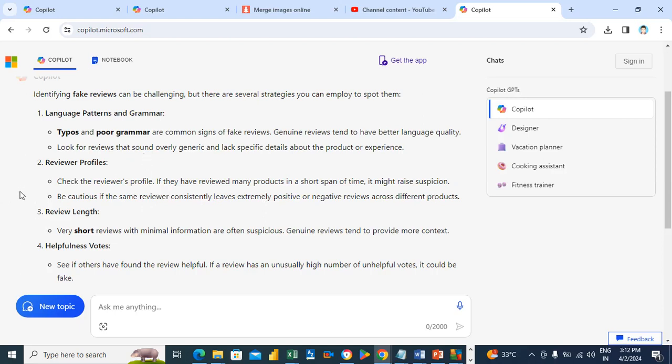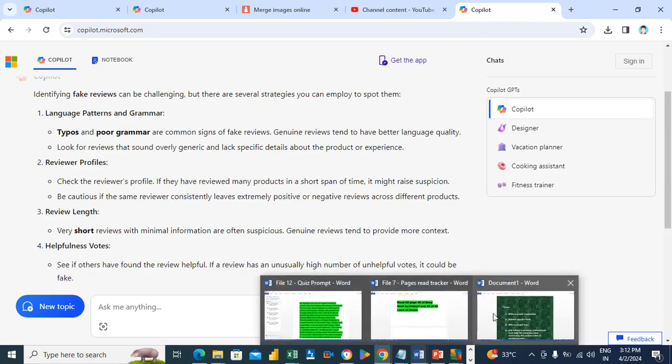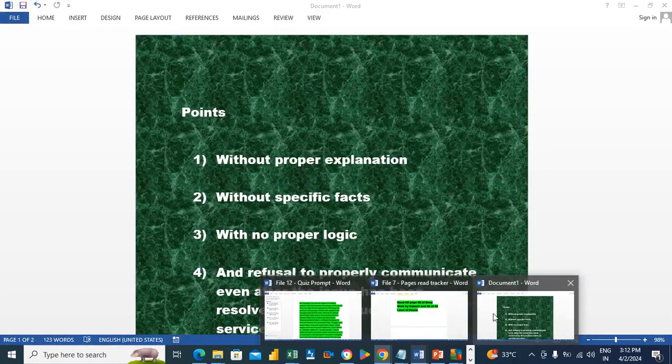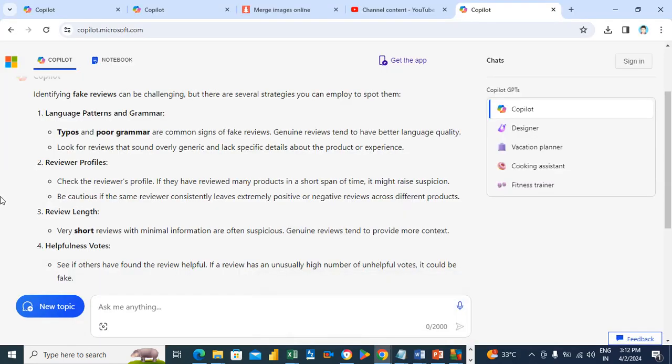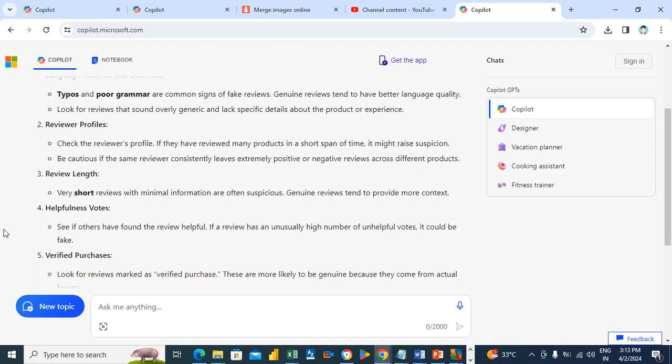Review length. Very short reviews with minimal information, as I've explained, without proper explanation, without specific facts. Okay, the reviews are pretty brief, so that can lead to suspicion. Genuine reviews tend to provide more context. Exactly. Okay. Helpfulness votes. Let's see if others have found a review helpful.